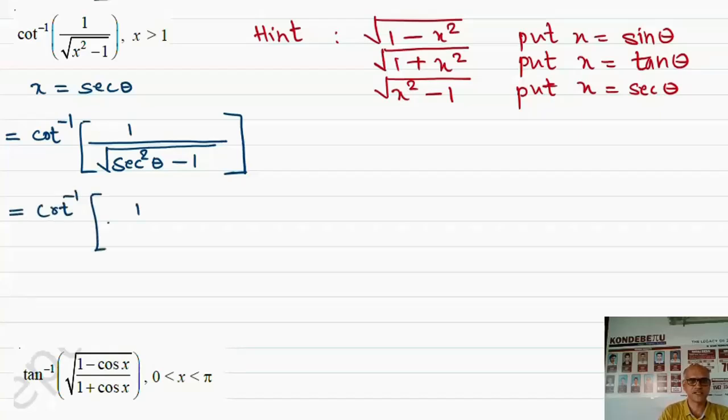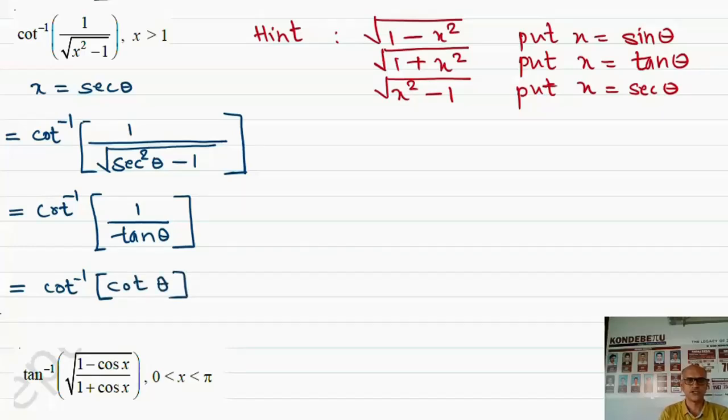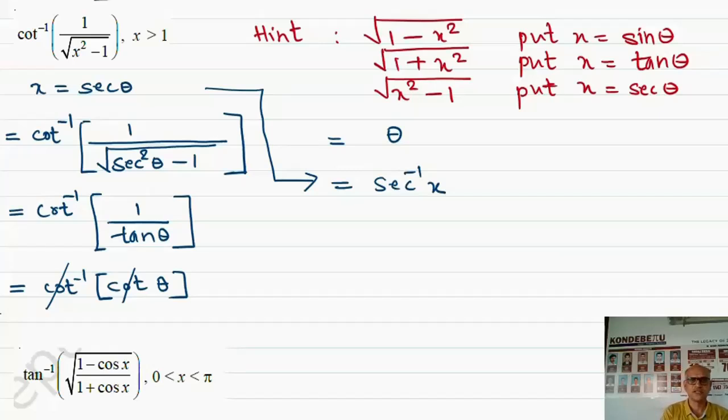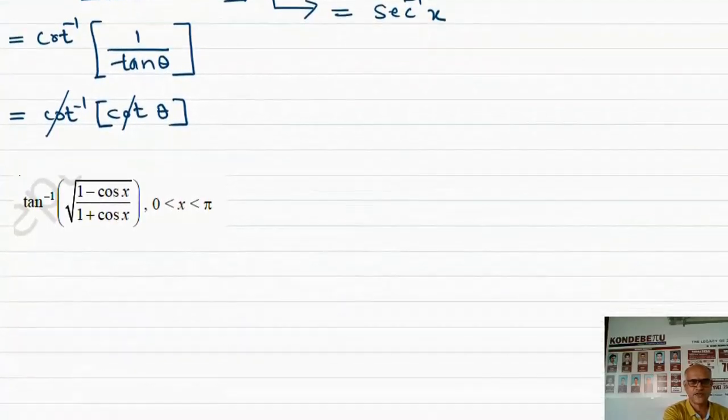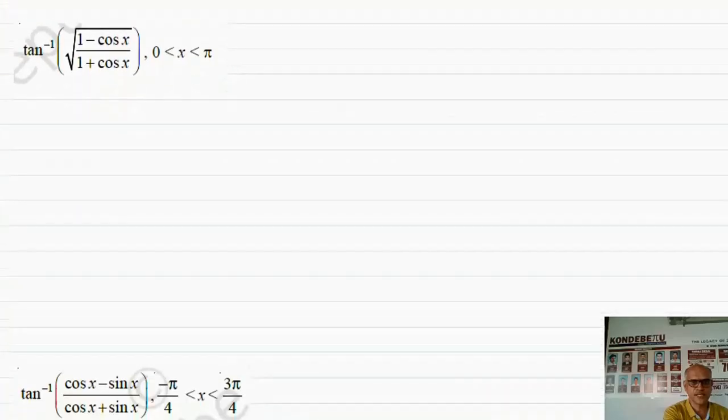Now secant square theta minus 1 is tan square theta. Root comes outside, it becomes tan. So 1 by tan theta. Now if you take the reciprocal inside cot inverse, 1 by tan is cot. So this becomes cot theta. So cot inverse cot gets cancelled. You will have theta. From put x equal to secant theta, substitute. So theta will be secant inverse x. So you will have the simplified form as secant inverse x. Clear? Similarly, next one, if I take tan inverse root of 1 minus cos x by 1 plus cos x.